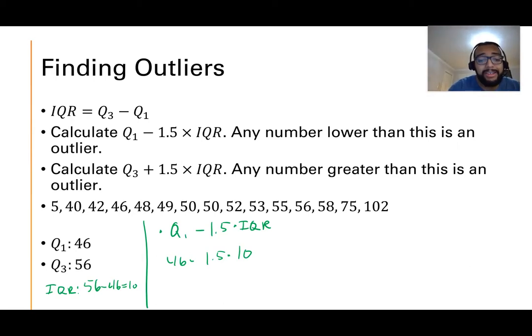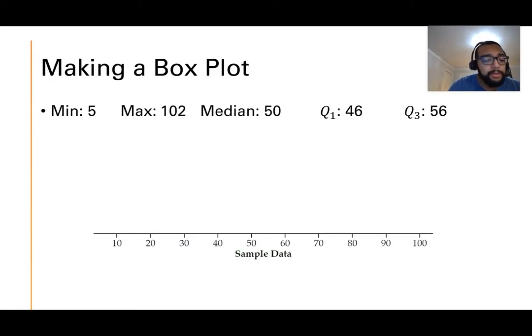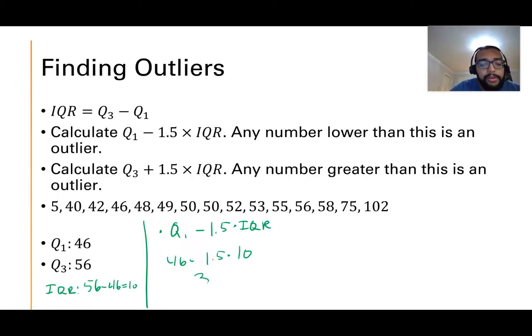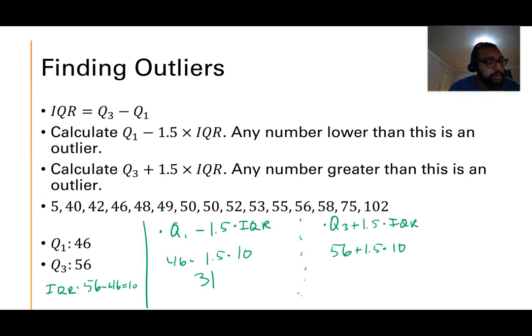And so it looks like Q1 minus 1.5 times IQR will be 31. We'll discuss what that means in a bit. And then Q3 plus 1.5 times our IQR. Well, we know that Q3 is 56, and we know that our IQR is 10. Therefore, any number bigger than 71 is going to be an outlier.